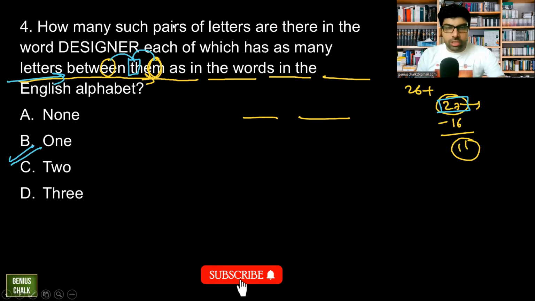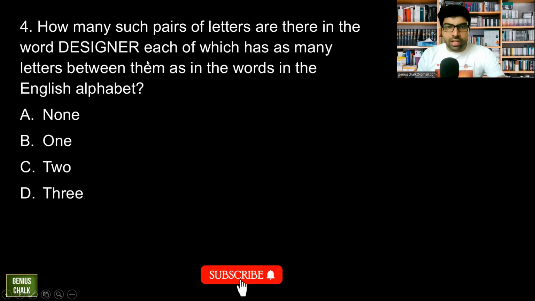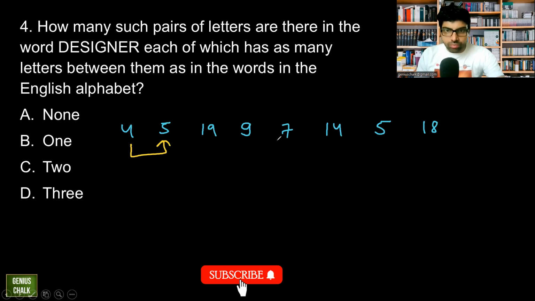Next one, how many such pairs of letters are there in the word designer, each of which has as many letters between them as in the English alphabet? So you see designer, now I'll write the numbers. D means 4, E means 5, S means 19, sorry. I is 9, G is 7, N means 14, E means 5, R means 18. Now just check any sequence which is same. You see 4 to 5. Then you have 7, then 19.